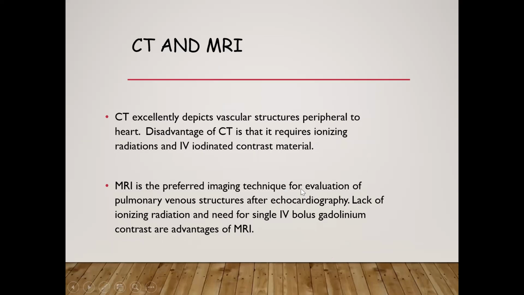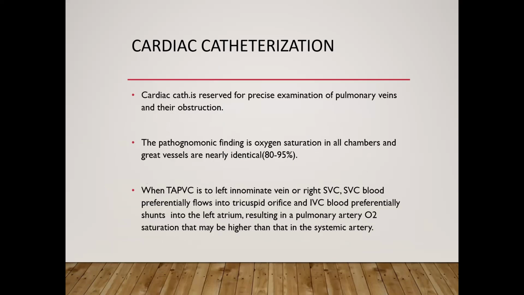After the 2D echo, we have further investigations like CT and MRI. CT excellently depicts the vascular structures peripheral to the heart, and the disadvantage of CT is that it requires ionizing radiation and IV iodinated contrast material. MRI is the preferred imaging technique for evaluation of pulmonary venous structures after echocardiography. Lack of ionizing radiation and need for a single IV bolus of gadolinium contrast are advantages of MRI.